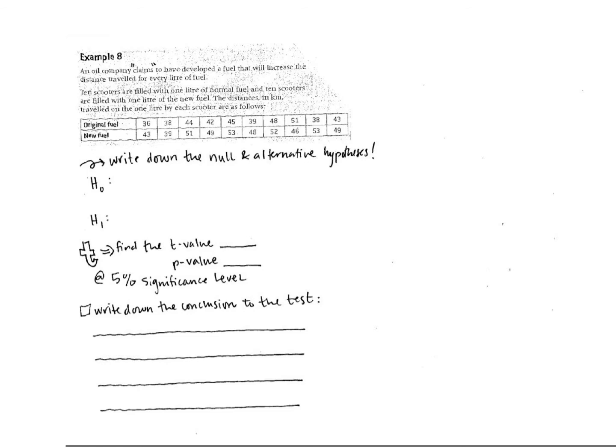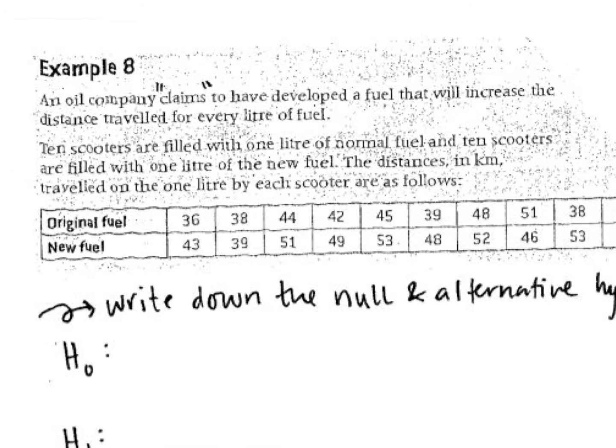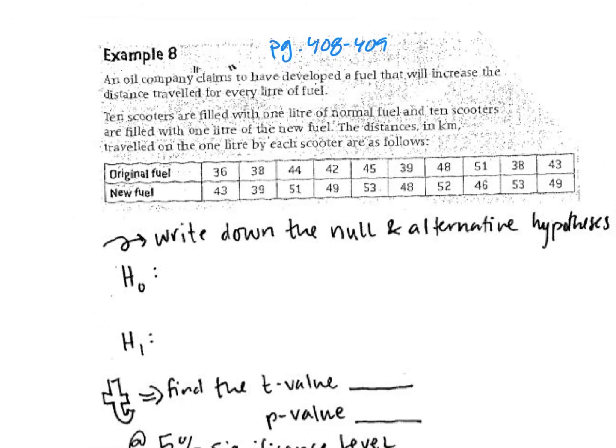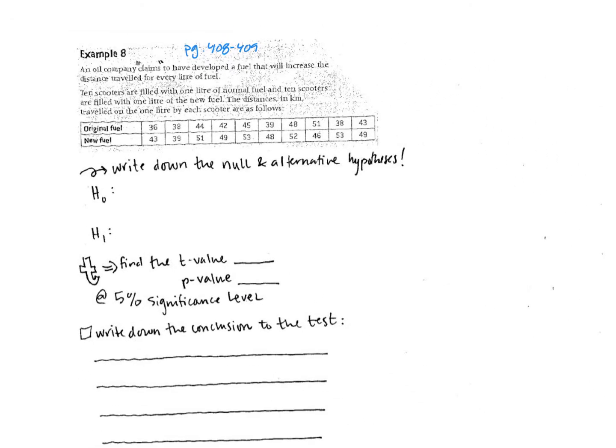So example 8 is from the book. This is from, I'm going to zoom in, page 408, and then I think it goes to 409. Okay, so you have a situation. You have a little data set here. You're going to write down the null and alternative hypotheses, find the t-value, find the p-value, and say if you accept or reject.